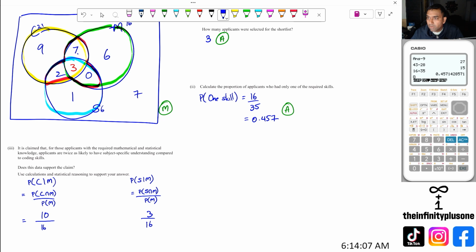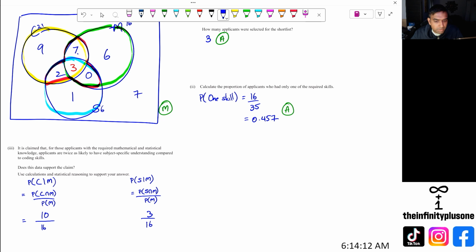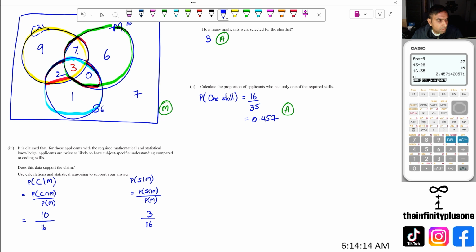And now if we look at the probabilities itself, I'm just going to work out the probabilities very quickly. We've got 10 over 16. That's going to give me 0.625. Then we've got 3 over 16, and that's going to give me 0.1875. So at this point, what I can do is I could actually do coding over the subject specific. And if you look at it, we've got 0.625 divided by 0.1875.